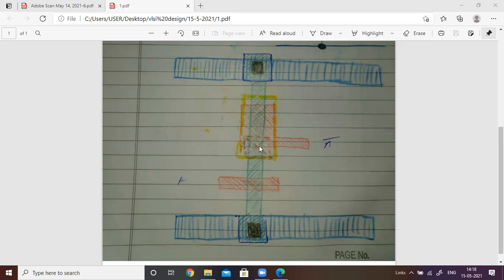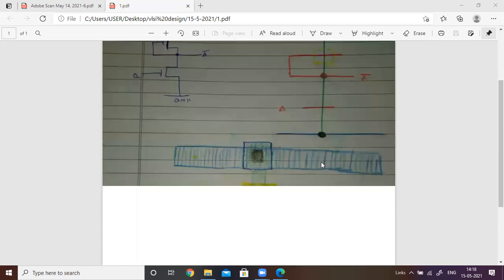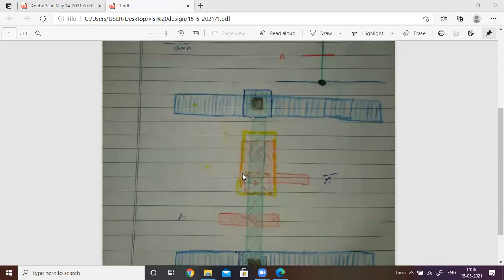Whenever you see the buried contact, that indicates that the polysilicon is joined with the diffusion layer. In the stick diagram, we can represent it as a circle like this, but in the layout diagram, we draw the structure in the form of dotted lines, in the form of a square. That is about the buried contact.